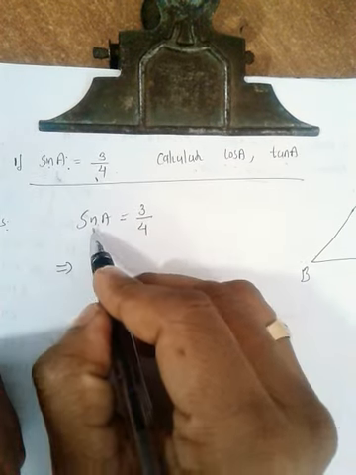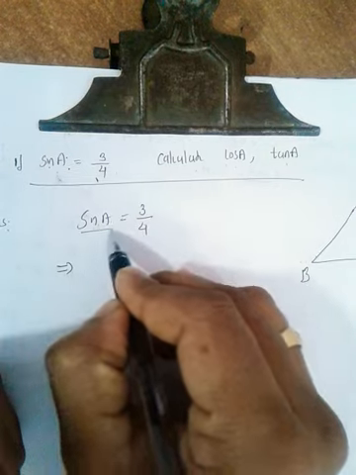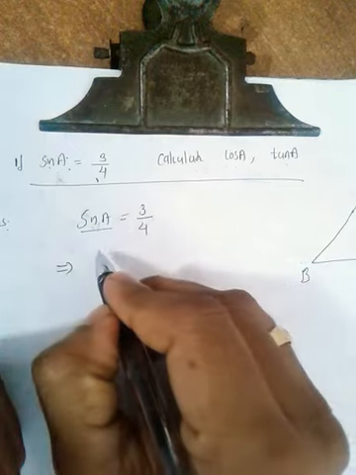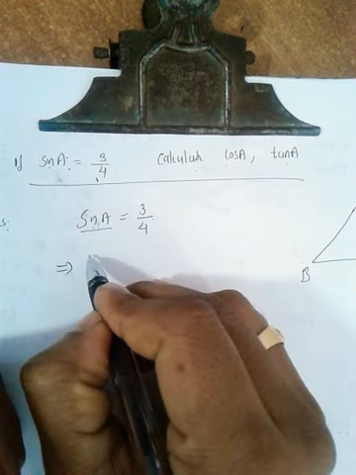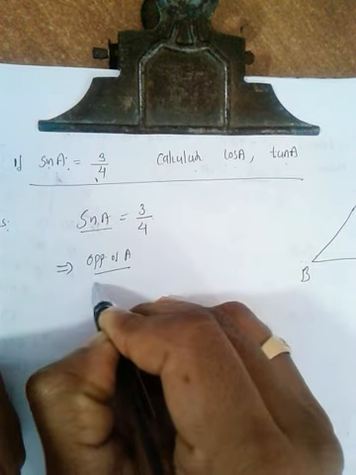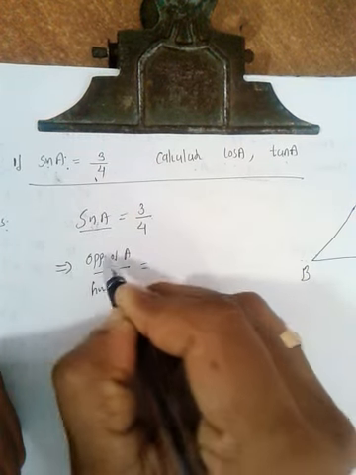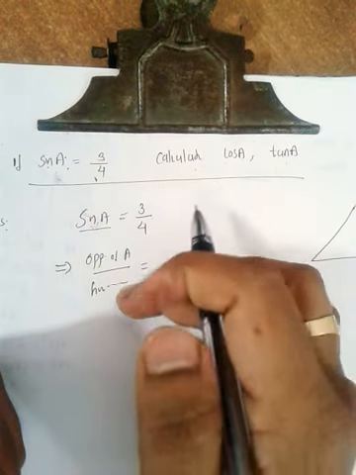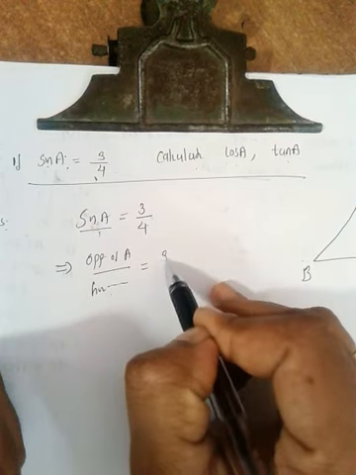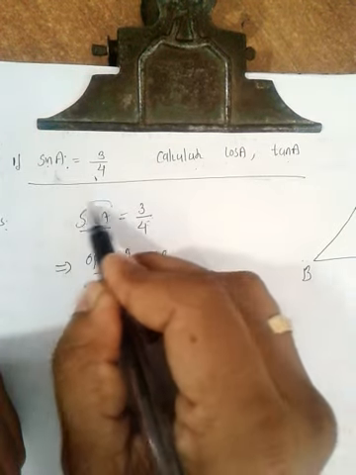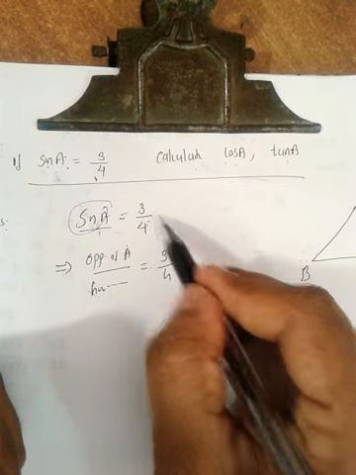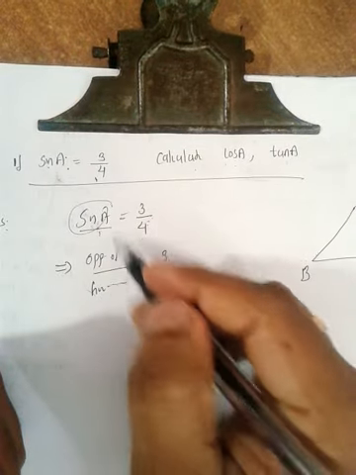Sin A is given as 3 by 4. This is the given equation. I am going to replace sin A by its definition. What is sin A? Opposite of A divided by, yes, very good, hypotenuse. That is the definition of sin A. So sin A equals 3 by 4 implies opposite of A by hypotenuse equals 3 by 4. What I did: this sin A I replaced by its definition, then equal to, and 3 by 4 I maintained as it is without any change.